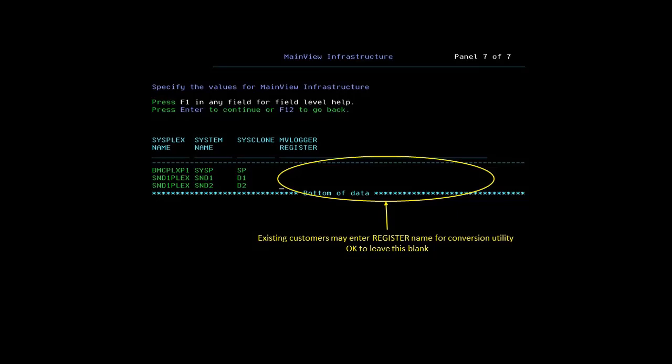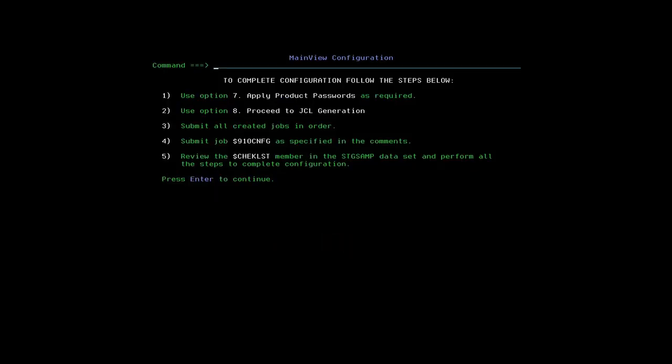If you are an existing customer and want to convert the existing logs to DBC log sets, enter the register name for the existing log files. The generated conversion utility job may need to be run several times with manual changes if you have additional registers for product-specific MV logger files. Save your configuration entries and proceed to the next panel.